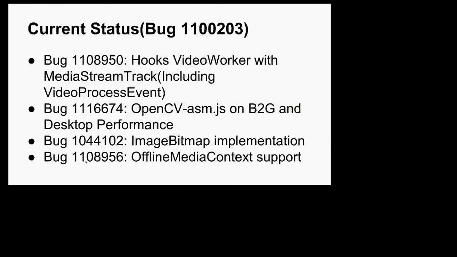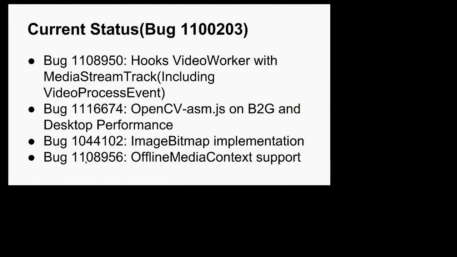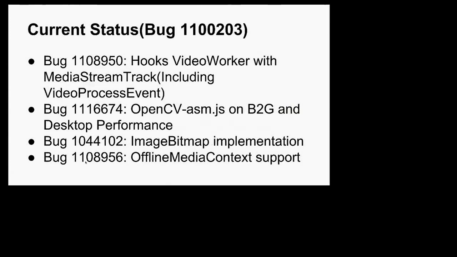So this is the current status. The meta bug, bug 1100203, is for the FoxEye project, and we will start from 4 bugs. The first one is about hooking the video worker with the media track. The next one is for OpenCV asm.js and performance. The third one is the image bmap implementation. And the last one is offline media context, which we'll do later.